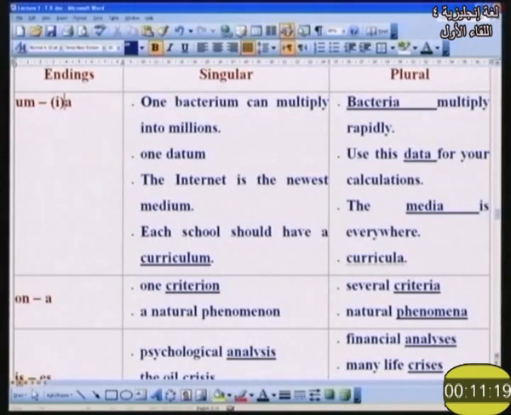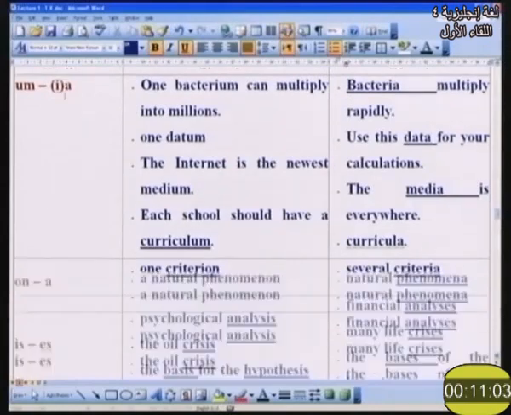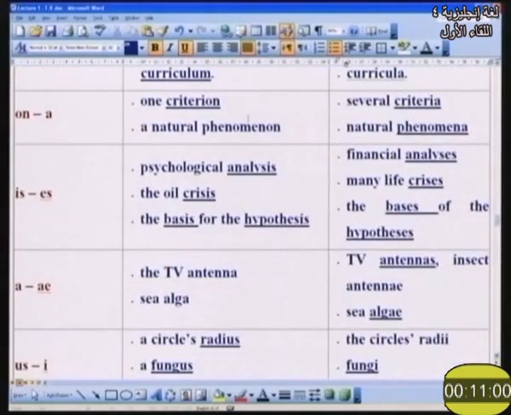Bacterium becomes bacteria. Medium becomes media. Datum, yes, we forgot about datum. Datum becomes data, with an A. Either it's an A or an IA, that's why we put the I between brackets. Another rule: if the word in Latin ends with on, the plural becomes a. One criterion, meaning a standard for judgment, the plural is criteria. One phenomenon, the plural is phenomena.